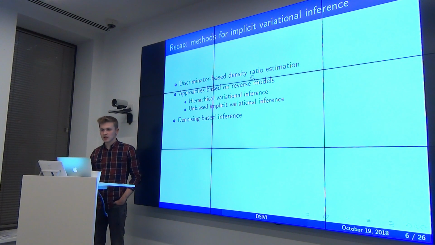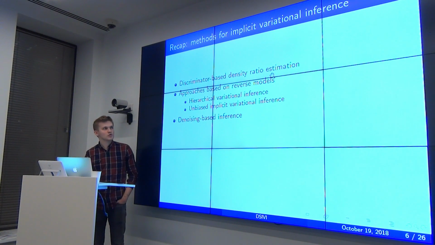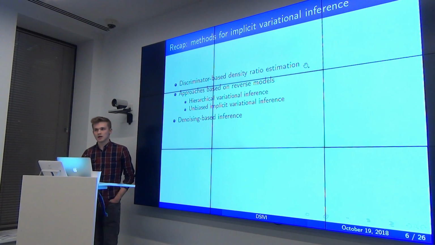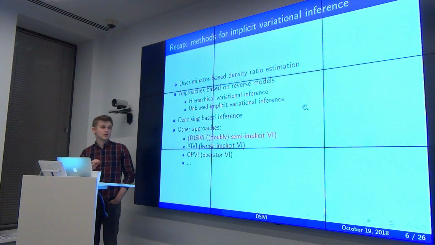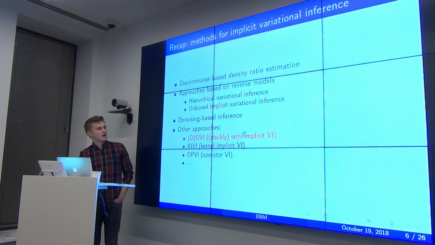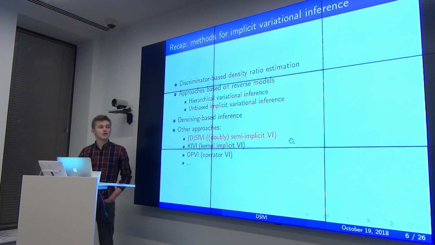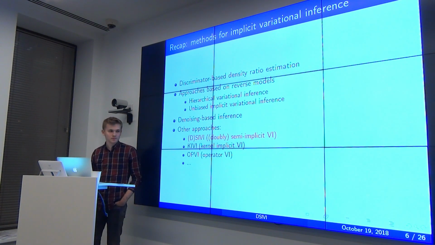Also, density ratio methods are known to perform poorly in high-dimensional settings, and that may also be a problem if we would like to apply the technique to Bayesian neural networks, where our latent space is quite large. So today we're going to discuss doubly semi-implicit variational inference and semi-implicit variational inference, which actually tries to solve both of those problems.